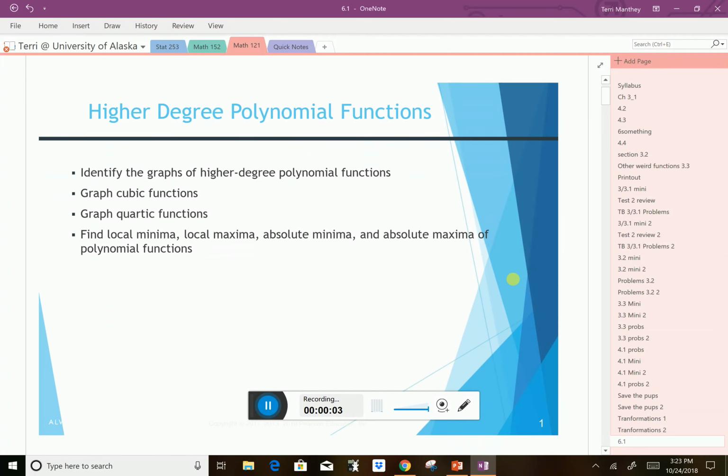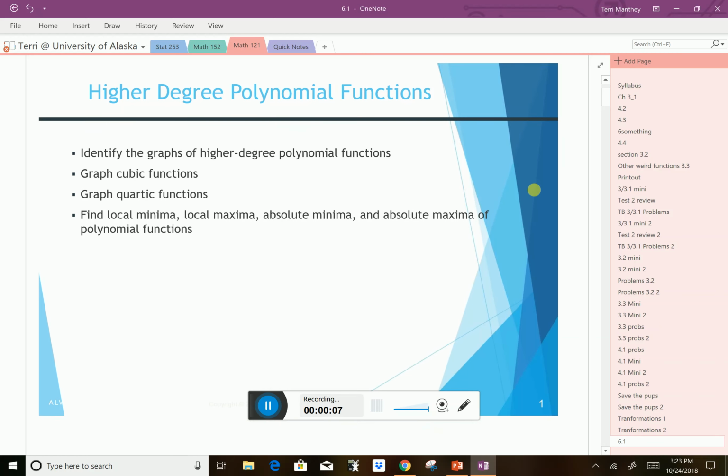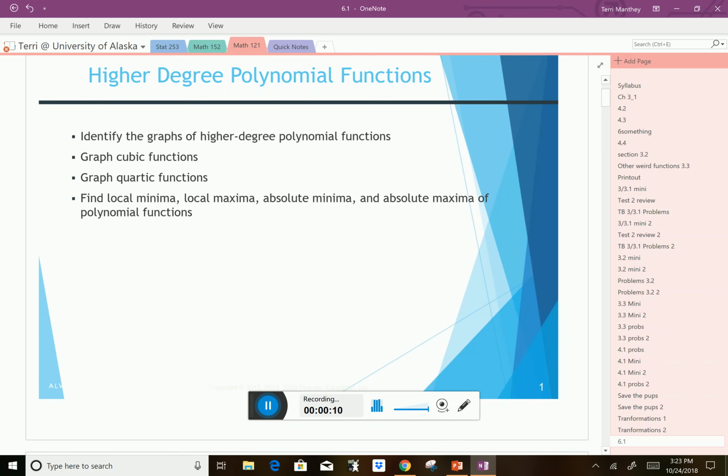Okay, Chapter 6 deals with higher degree polynomial functions. By higher degree, I mean cubic, quartic, and we're going to look at graphs of higher degree polynomial functions. Things with a cube in it, things with a quartic, maybe to the fifth power, etc. And we're going to identify, find minimums and maximums.